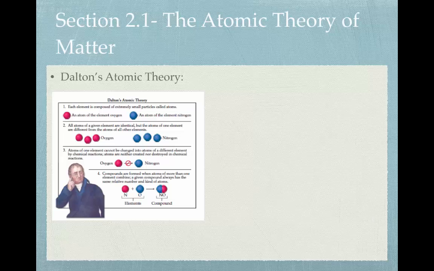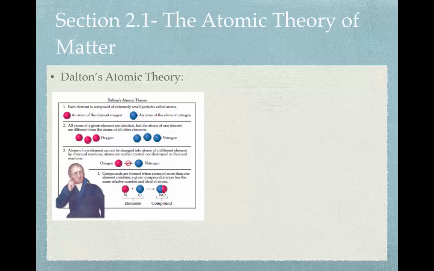Okay. For the fourth statement in his atomic theory, he stated that compounds are formed when atoms of more than one element combine. A given compound always has the same relative number and kind of atoms. So in this example, it shows nitrogen and oxygen combining together to produce nitrogen monoxide. There's one N and there's one O always in that compound. And this is the law of constant composition. The fact that H2O always has 2 hydrogens and 1 oxygen. So this is Dalton's atomic theory.